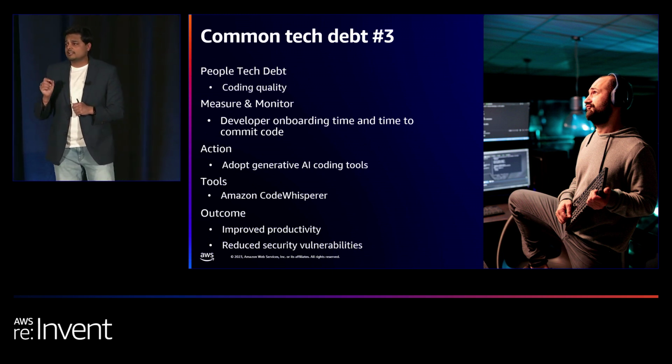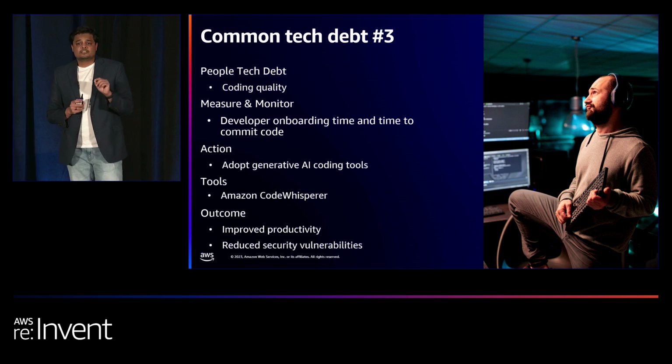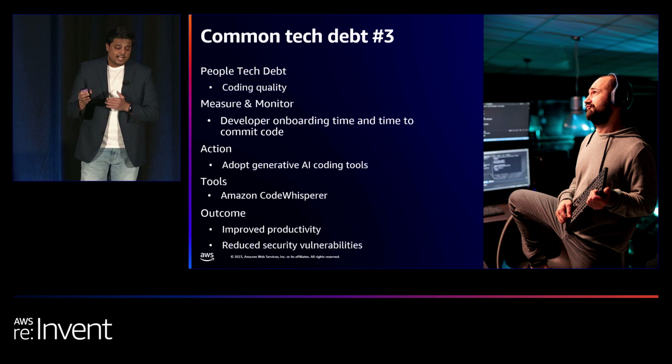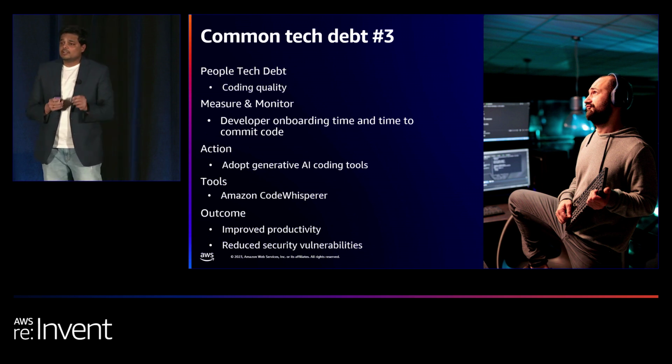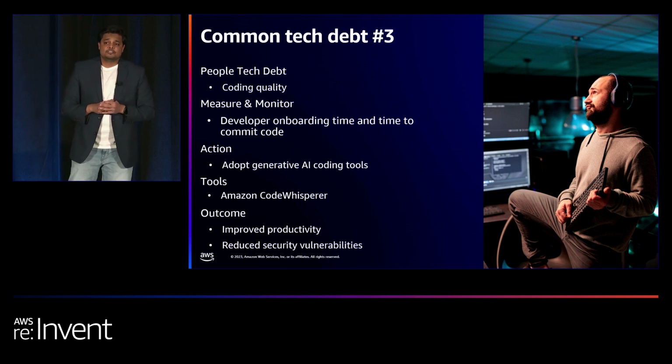A common challenge that I have heard is non-standard coding best practices. It's how do you put governance around it so that all the teams are following the same coding standards, which is where you look at how much time developers are spending on onboarding, how much time they are actually spending trying to commit code. And you will realize that you need to actually improve efficiency.